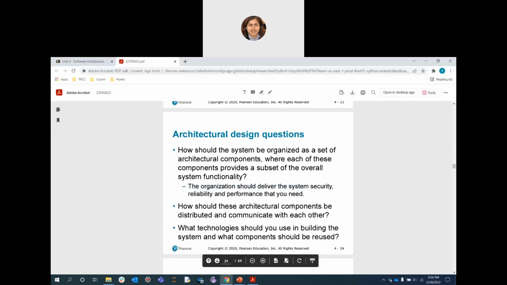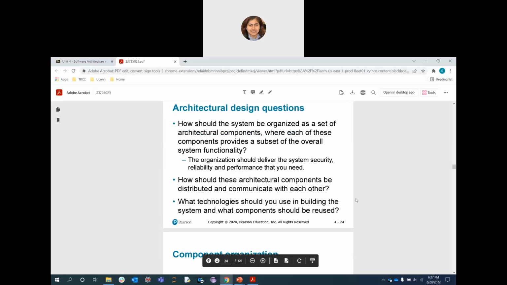These are some of the architectural design questions. You can see how the system should be organized, what architectural components could be taken into consideration, how these components can provide usability for different functional system functionality, how the system components could be distributed, how they communicate with each other, and what technologies you should use. So these are some of the architectural design questions.